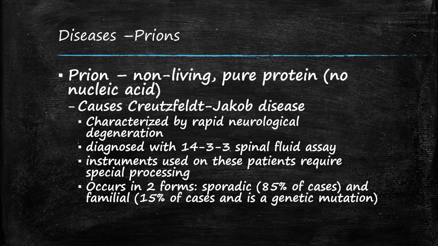Prions cause Creutzfeldt-Jakob disease, characterized by rapid neurological degeneration, diagnosed with the 14-3-3 spinal fluid assay. If we use instruments on these patients, it requires very special reprocessing. And then this disease occurs in 2 forms, either the sporadic or the familial. 2 forms of prion disease.